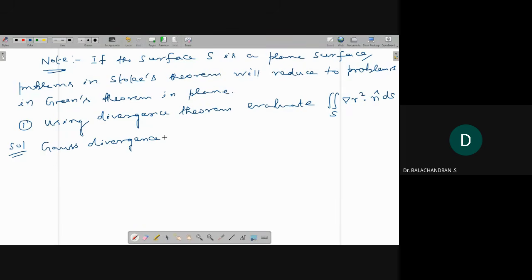Using divergence theorem, okay. Using Gauss divergence theorem, double integral over S of F vector dot n cap into dS, this is the left hand side of the Gauss divergence theorem, equal to triple integral over V of del dot F vector into dV.